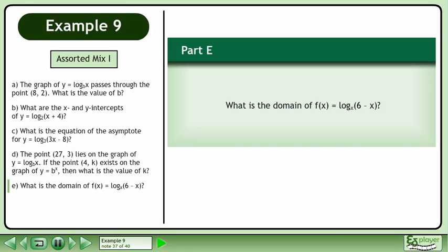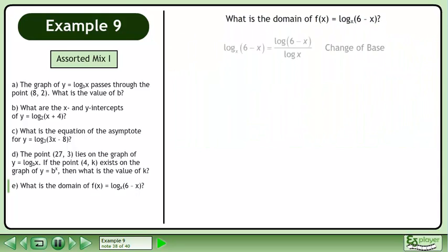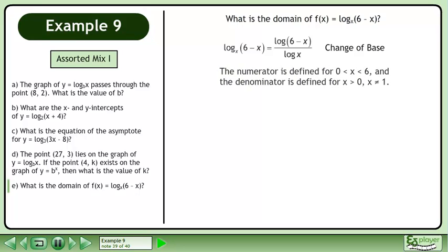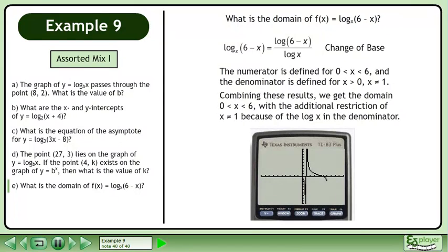In part E, what is the domain of f of x equals the base x logarithm of 6 minus x? Use change of base to write the logarithm as a fraction. The numerator is defined for 0 is less than x, which is less than 6, and the denominator is defined for x is greater than 0, where x cannot equal 1. Combining these results, we get the domain 0 is less than x, which is less than 6, with the additional restriction of x cannot equal 1 because of the log x in the denominator.